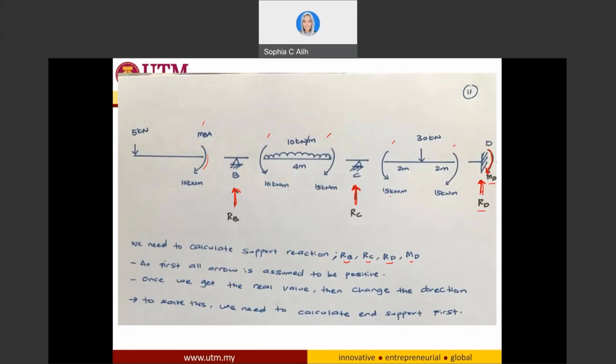And once I get the real value of my support reaction, only then will I change the direction to be as is in the final value. To solve this, I can get the value of my support reactions based on the reaction for the end support. Okay, so before I can get this, I need to solve one by one first. This one, and this one.